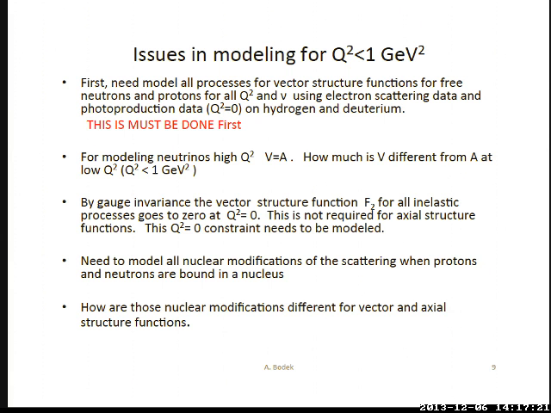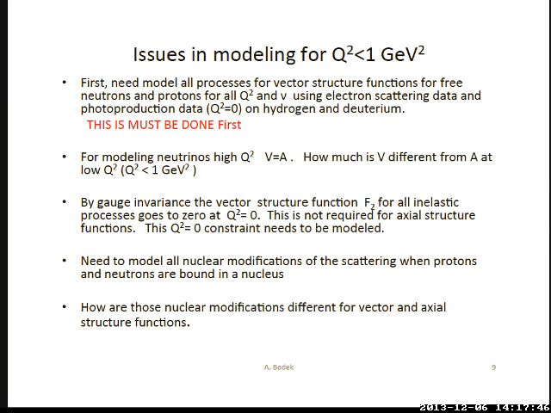V is equal to A at high Q-square. How much is V different from A at low Q-square? By gauge invariance, the structure function F2, or the vector structure function, for all inelastic processes must go to 0 at Q-square equal to 0. But this is not required for the axial structure function. So this low Q-square constraint needs to be modeled for both axial and vector. But for vector, at least we know where it's supposed to be.